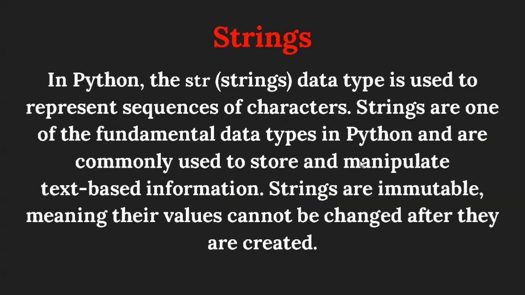In Python, the string data type is used to represent a sequence of characters. Strings are one of the most fundamental data types in Python and are commonly used to store and manipulate text-based information. Strings are immutable, meaning their value cannot be changed after they are created. Simply, strings are nothing but a train of characters, by which you can assign a string value to any variable. So let's go to the Google Colab.